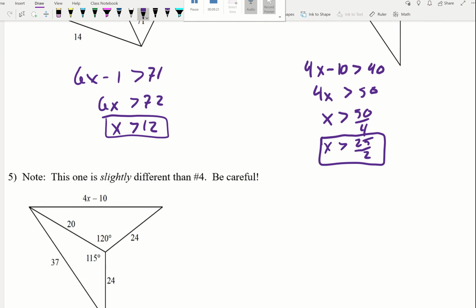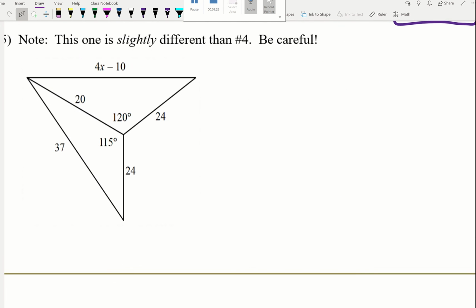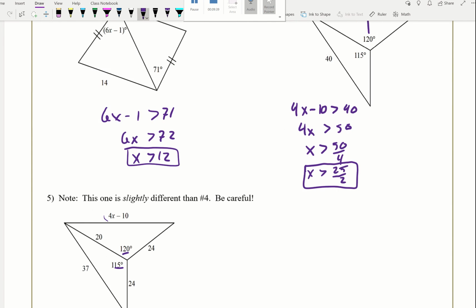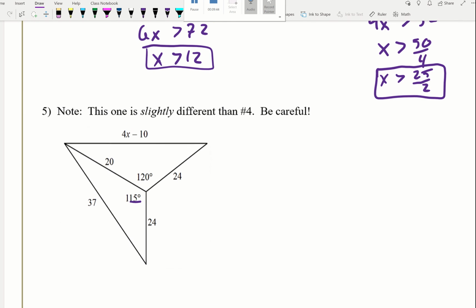Okay, so let's go ahead and look at number 5 together, okay? So this one looks almost exactly the same as problem number 4. We have the same angle measures in those particular angles, and then the same kind of expression. Is it the exact same expression? No, slightly different expressions, but the same kind of information, okay? So based on the Hinge theorem, I know that 4x minus 10 must be greater than 37, okay?